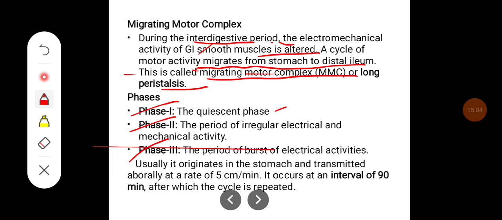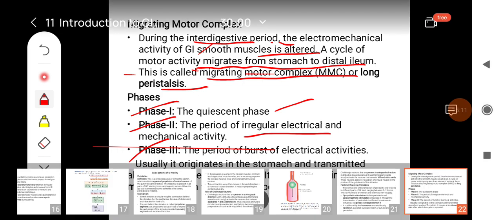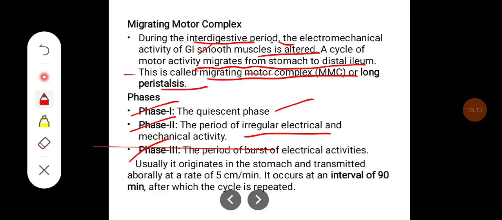Phase 1 is a quiescent phase. Phase 2 is a period of irregular electrical activity and mechanical activity. Phase 3 is a period of burst of electrical activities. Usually it originates in the stomach and is transmitted aborally at a rate of 5 centimeters per minute. It occurs at intervals of 90 minutes, after which the cycle is repeated.